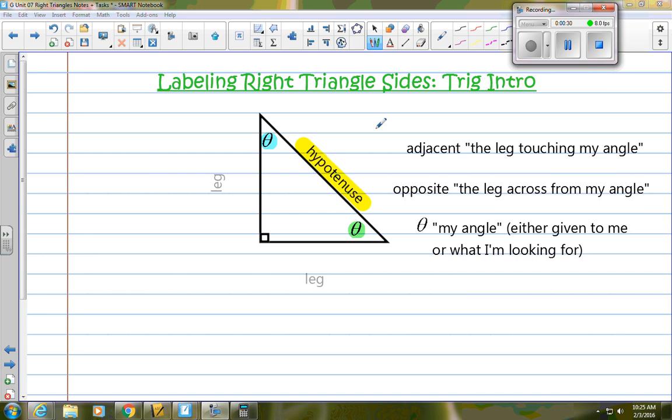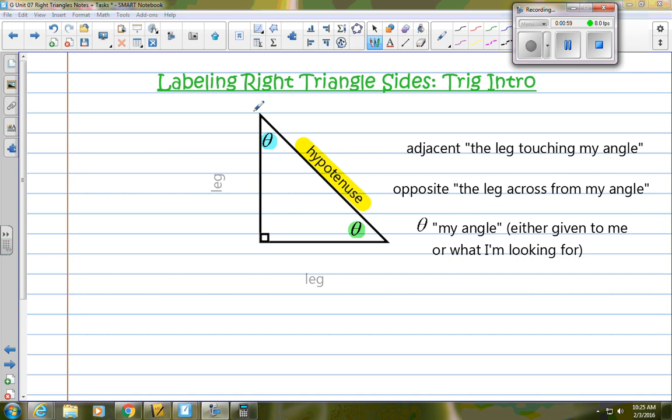However, sometimes in right triangles, we are given only one side length and we need to find another side length, or we're given all of our side lengths, but we don't want that. We want to know what an angle measurement is. So trig can help us with that because in any right triangle, the ratio of the sides is related to the angle measurements of the other two angles that's not the right angle.